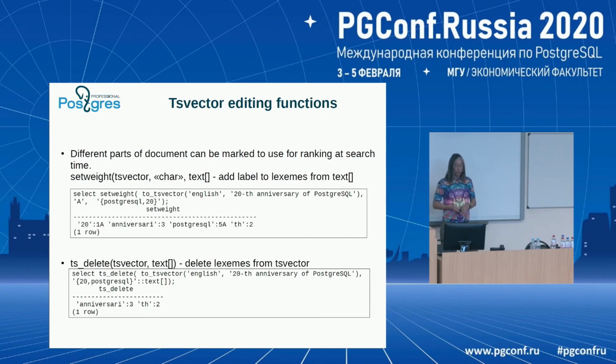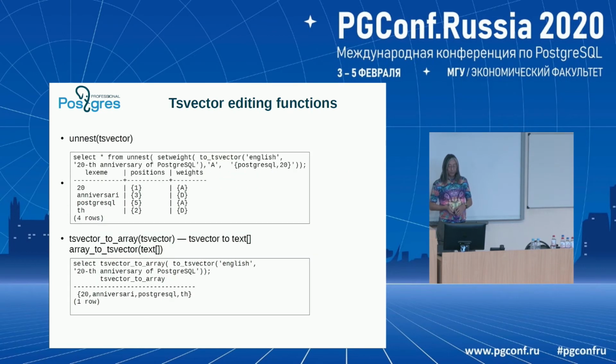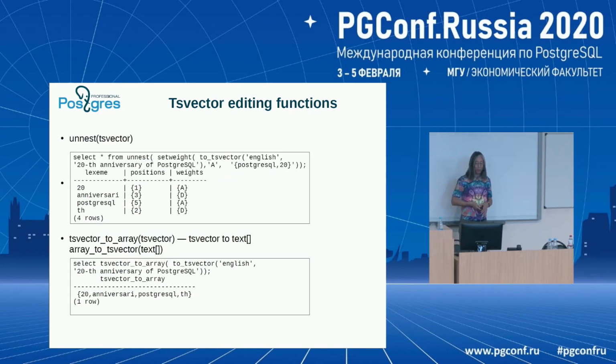And there is a function tsDelete. When you just have a TS vector, you can delete something from it. You want to destroy something in it. So here we deleted 20 PostgreSQL for whatever reason.